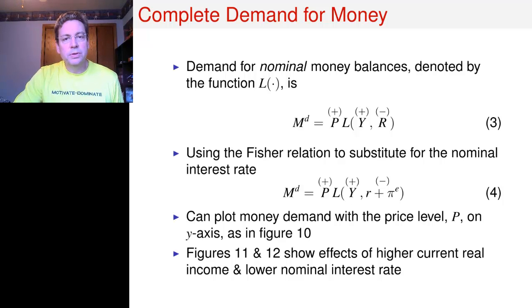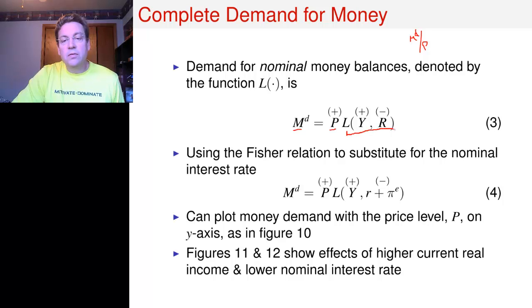We now have a more complete demand for money. So we have that the nominal demand for money, that's what this M super D represents, is going to be proportional to the price level. Remember, what we really are thinking about is the real demand. So that's MD over P. All I've done is multiply through by P.